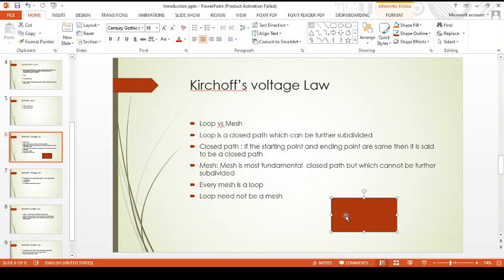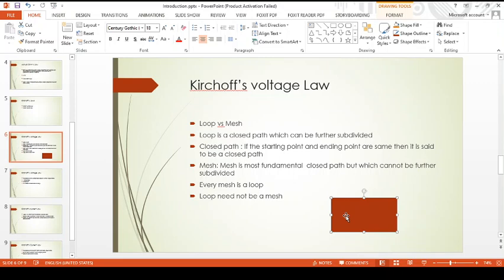Now what is a mesh then, right? Because if you see the textbooks, they write Kirchhoff's law, a fundamental closed loop, closed mesh, closed path. Then students just get confused. What are all these things, right? So I want to make this clear before delving into what Kirchhoff's voltage law is.